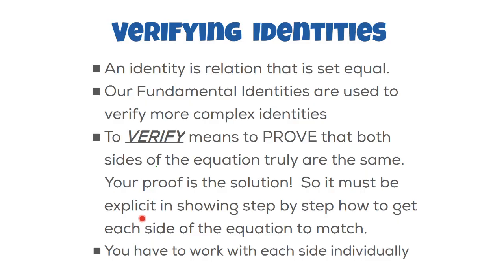It has to be very explicit, showing step by step how to get each side of the equation to match. You're going to work with each side individually. You're not moving across that equal sign. You're not adding to both sides of the equation. Not that. You have to work individually on each side.